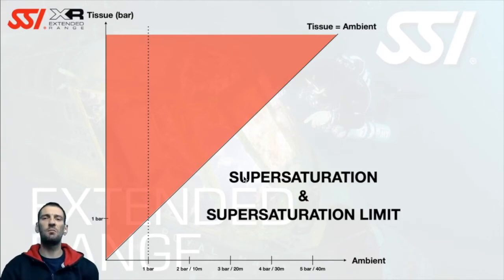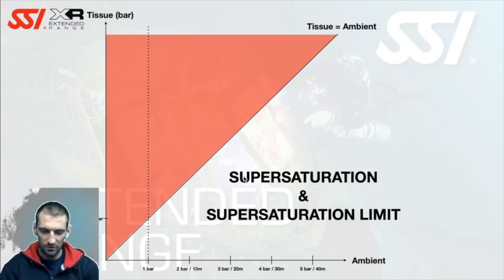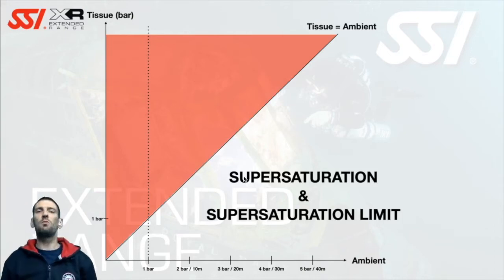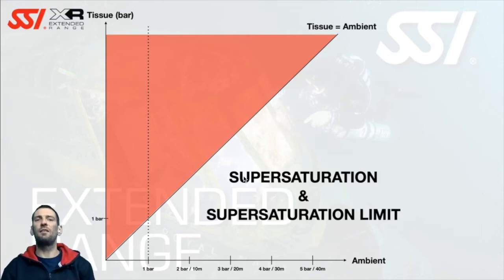The next thing that Bühlmann established is the supersaturation limit. Remember my example when we were diving to 40 meters, we spend there 24 minutes, and then we go directly to the surface. In our example we will end up with the pressure in our tissue of 4.5 bar, which we know is much too much. So the supersaturation limit is actually what is controlling our decompression.